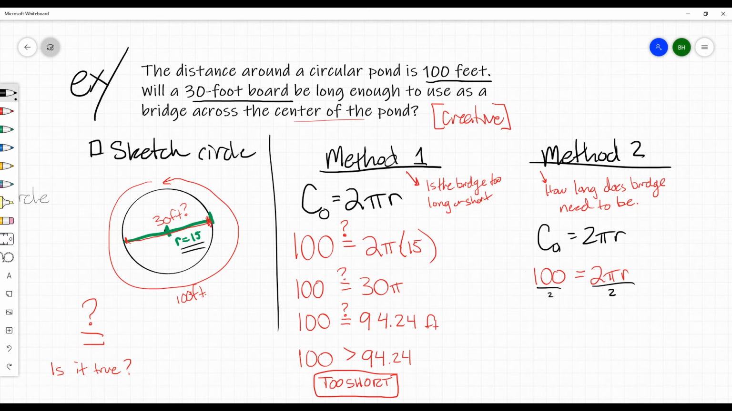And whatever I do to one side of the equal sign of the actual equation, I'm going to do to the other side of the equation. 2 divided by 2 is 1, so those will essentially reduce down to 1. And then 100 divided by 2 is going to be 50. So I get 50 equals whatever's remaining here, pi times r. I can divide both sides now because I don't know what r is. I want to solve for it. I can divide both sides by pi.